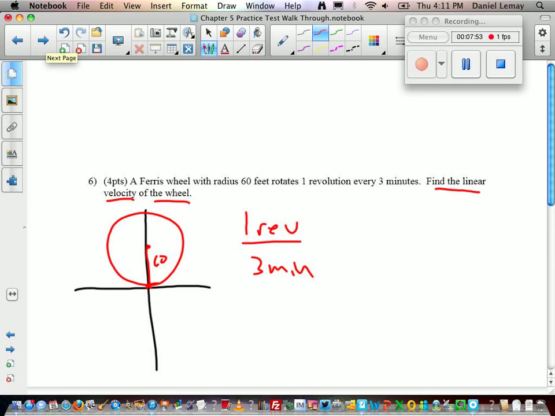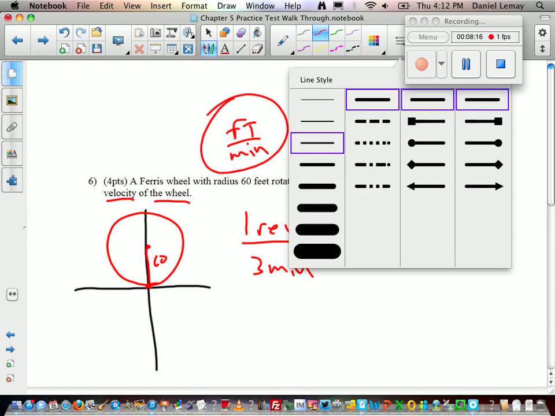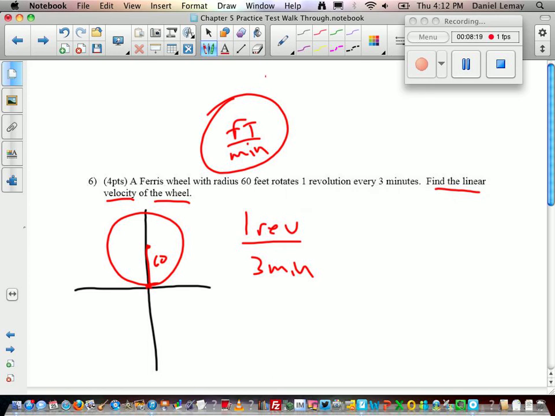Now, Ferris wheels turn pretty slow. So it isn't like it's going to be miles per hour. So I'm almost thinking we could do this as feet per minute as a final answer and see how that looks. If it's too big or too small, we can do some conversions. But let's start with that. So I know I want my answer in feet per minute. I'm given revolutions per minute. So the minutes are okay. I guess I've got to convert my revolutions into feet.